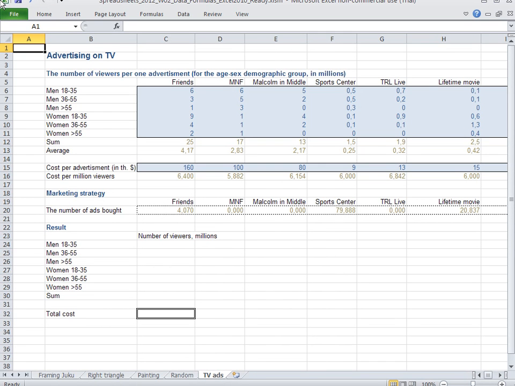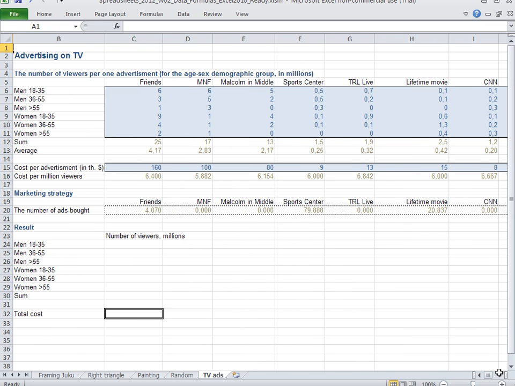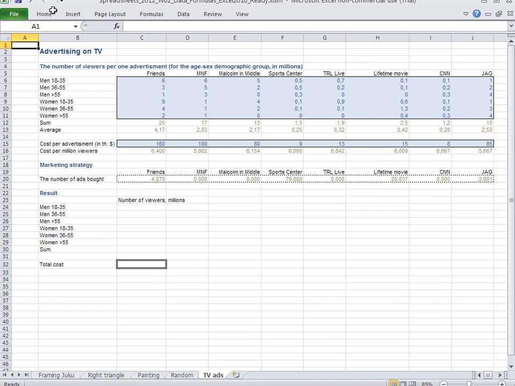Our next task is to calculate the cost of running all those ads. Let's try something like that. Okay, I would like to zoom out furthermore, and here it is.